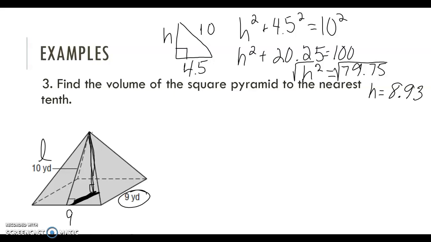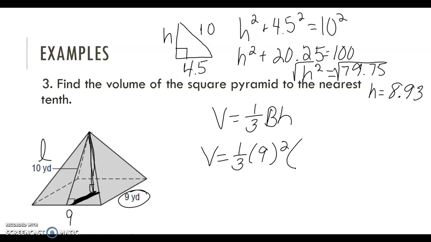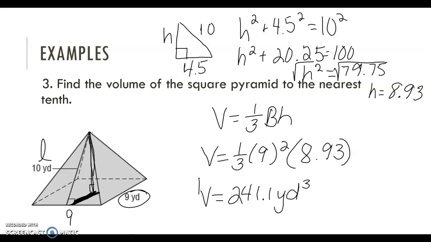Okay? So volume is 1/3 base area times height. So that's 1/3. The base area here would be 9 squared. And the height that we just calculated is approximately 8.93. And then if you go ahead and multiply all of that, you get a volume. Now we'll round our answer to the nearest 10th of 241.1 cubic yards.